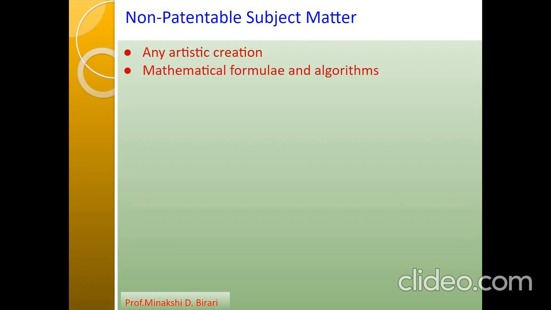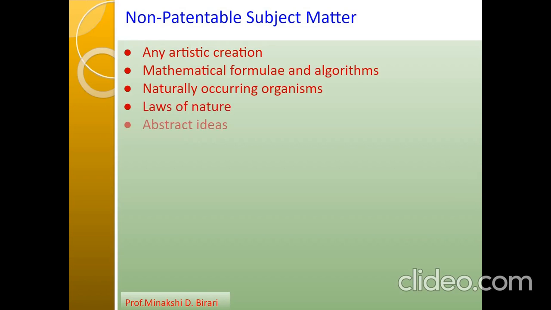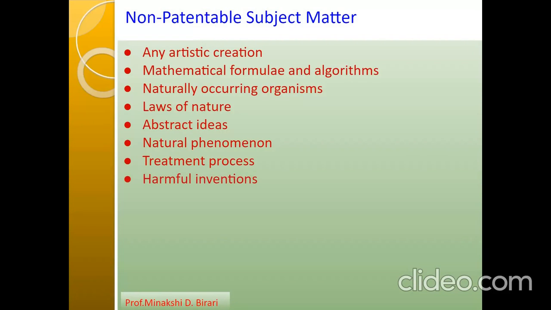Non-patentable subject matter includes any artistic creation, mathematical formulae and algorithms, naturally occurring organisms, laws of nature, abstract ideas, natural phenomenon, treatment process. So these are non-patentable subject matter. Harmful inventions, anything prohibited by the national patent laws. So all these are nothing but non-patentable subject matter.